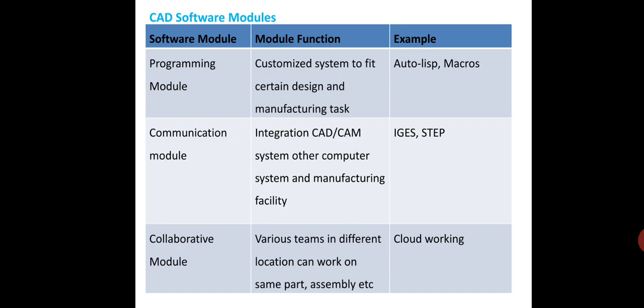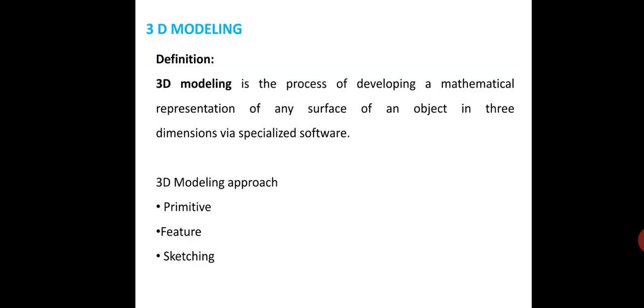This is the example of a collaborative module. This is all about the module. Now we are going to discuss 3D modeling. Already we defined 3D modeling as the process of developing a mathematical representation of any surface of an object in three dimensions via specialized software.